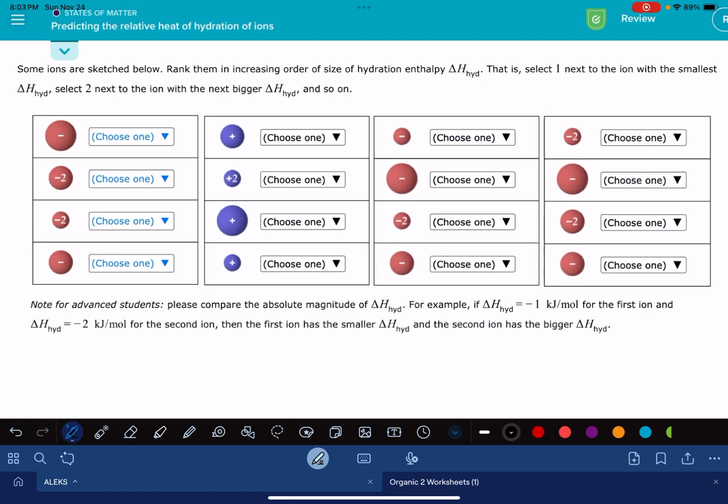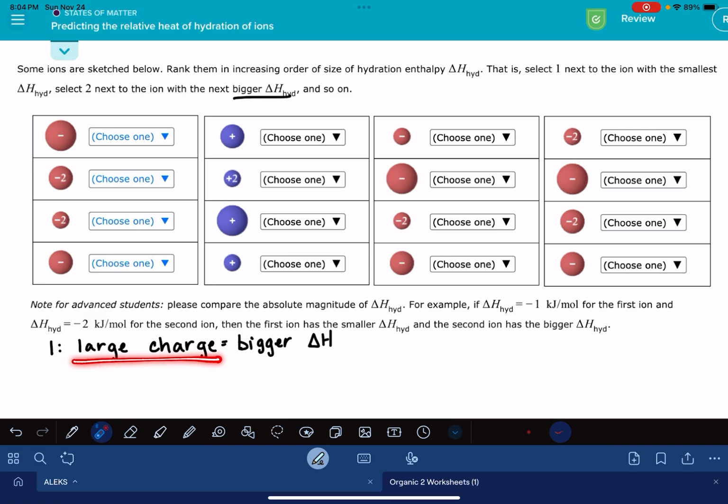There are 2 variables that you're going to be looking at when you are coming up with these rankings. Number 1, the first thing that I want you to look at is the charge on the ions. You can see that they're indicated right on the little sphere there. The larger the charge is, the greater the enthalpy of hydration will be. So large charge equals bigger delta H, bigger being the term that ALEKS is using. And this problem is really looking only at absolute values here. So it doesn't matter if we're talking about a very largely negative charge or a largely positive charge. We're just looking at the absolute values.